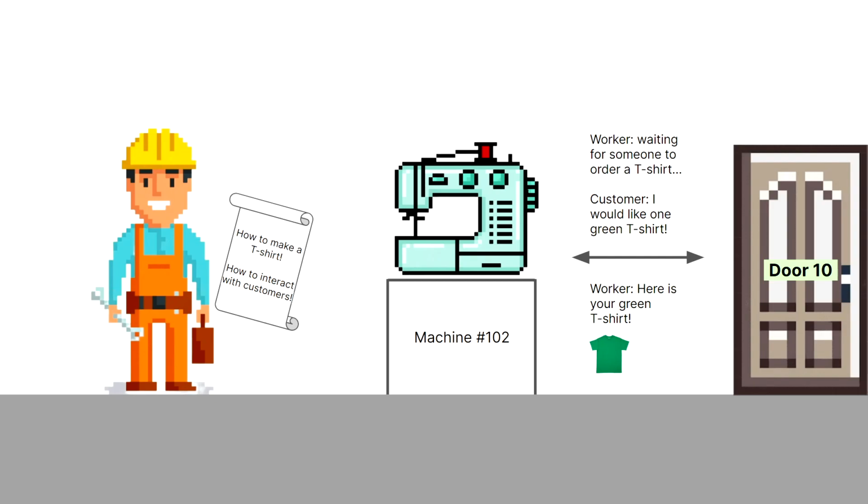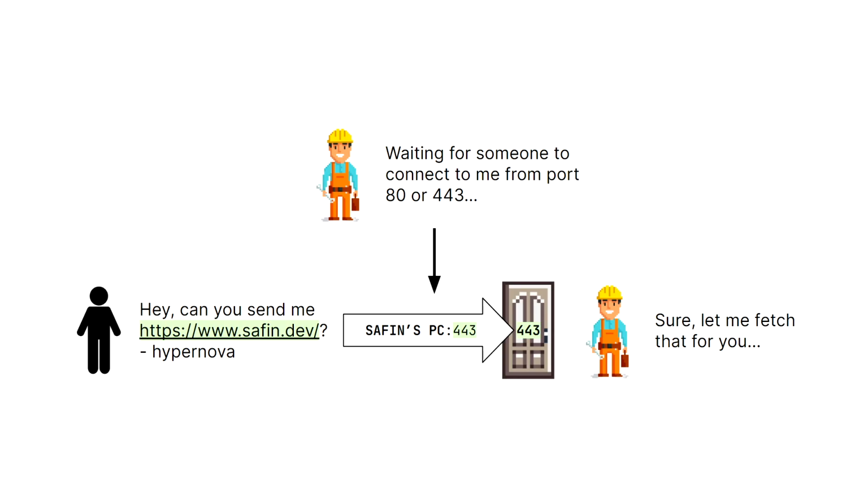This might be useful if we're selling something like t-shirts, but from a Linux perspective, it could be helpful if you're doing something like hosting a website, for example. Imagine that some user on the internet asks to access https://www.safin.dev. Now, let's say I have an executable binary running on my PC, which is sort of listening for users to ask to see my website. And that's me right here. I'm waiting for someone to connect to me from port 80 or 443.